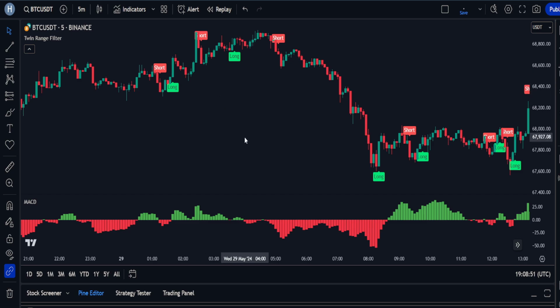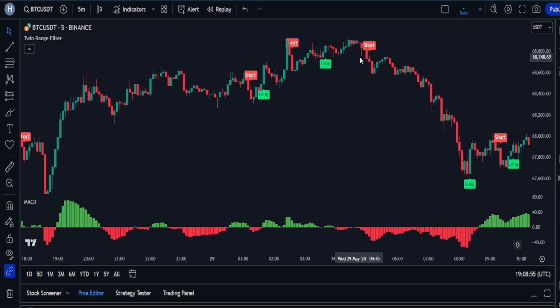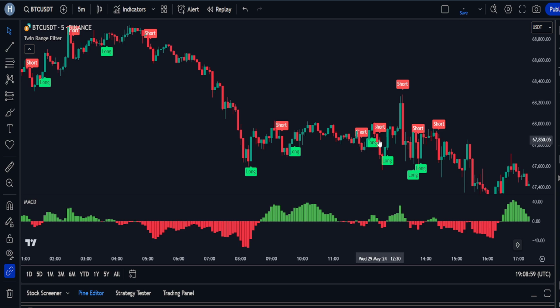Even though these two indicators alone combined together form a pretty accurate trading strategy, to make our scalping strategy even more accurate, we need to add another indicator to our trading chart.